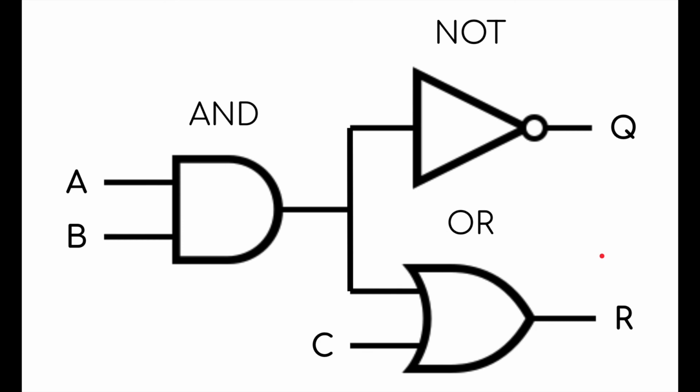We can also split these signals. So if we have here, again, the first part is the same. We have the first 2 inputs giving an output. Then the output is now given as an input for both the NOT and the OR. So in this case, we actually have 2 outputs.